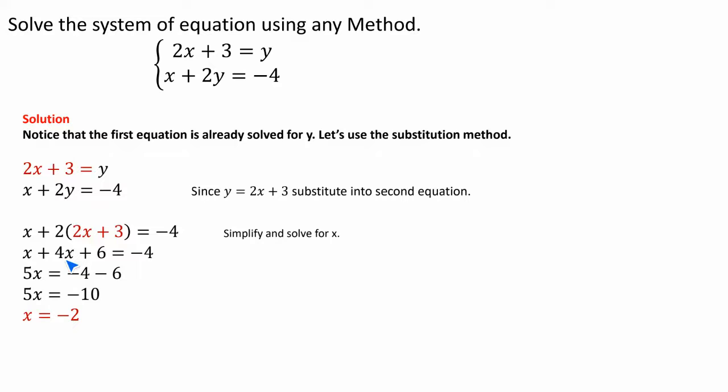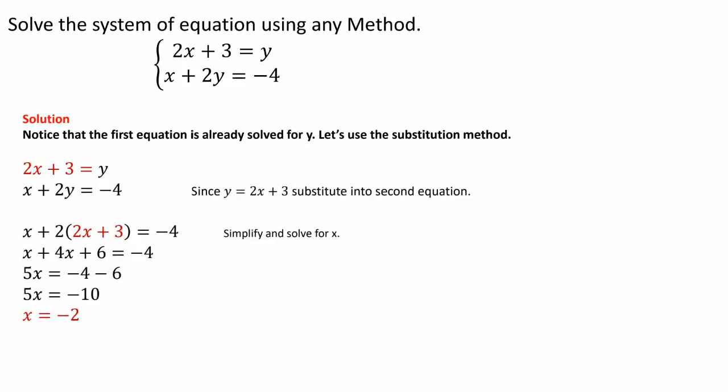And then we're going to gather our like terms. So x plus 4x, 5x. And then we'll subtract 6 on both sides. So we have negative 4 minus 6 is negative 10. Divide by 5 on both sides. So x is negative 2.